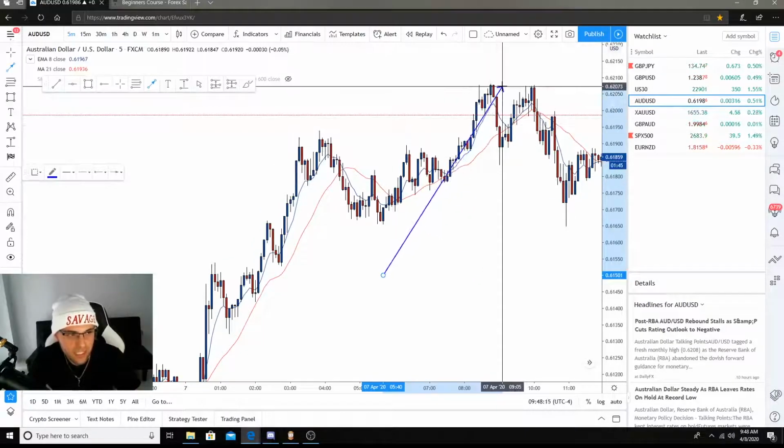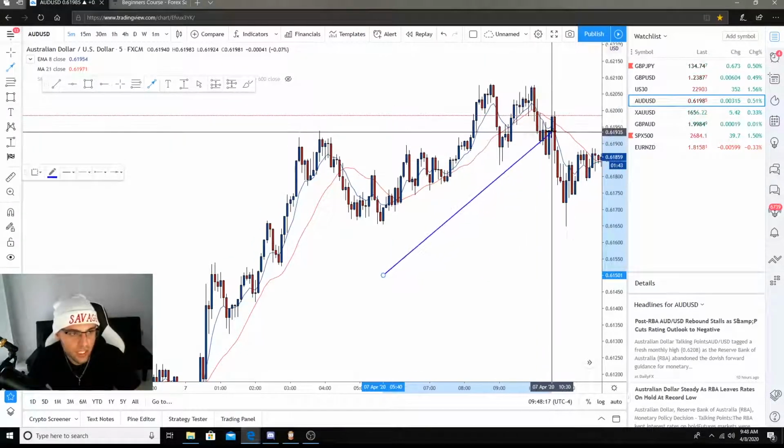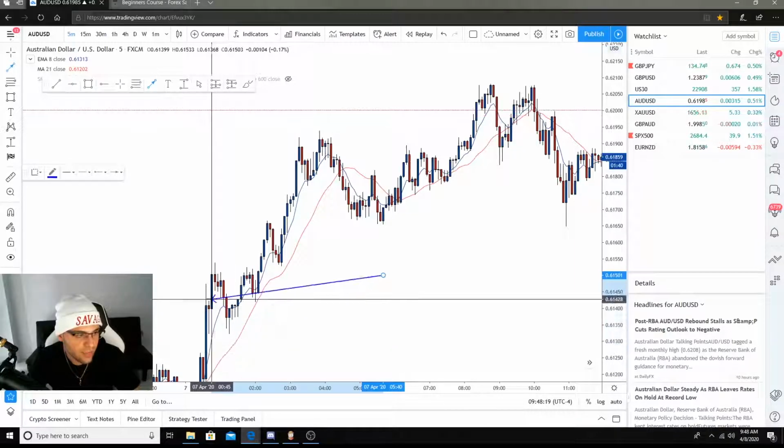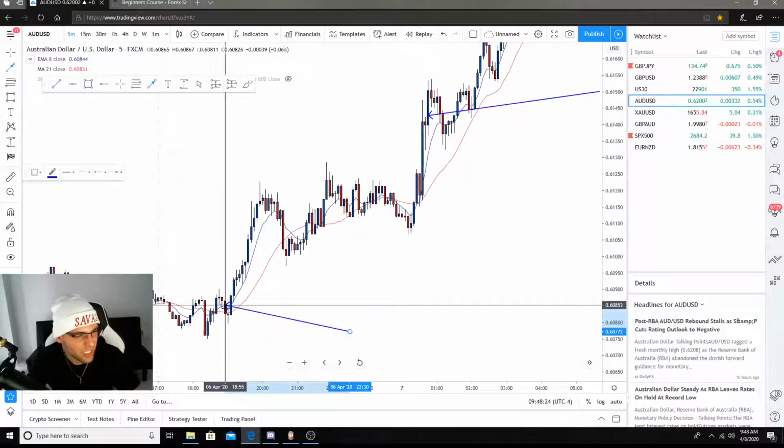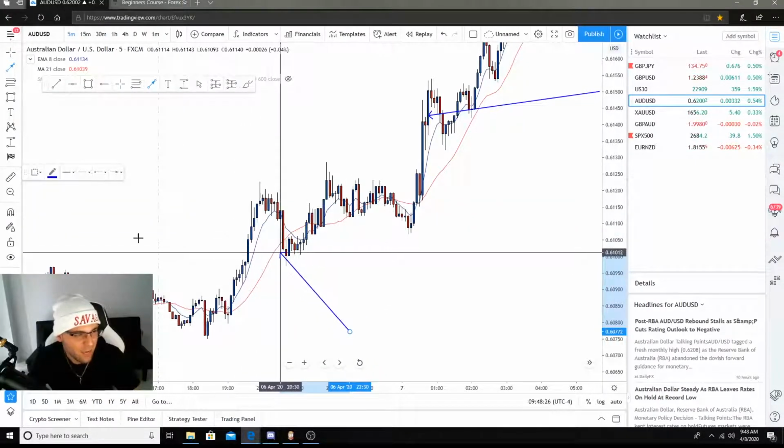I want to see pushes like this. I want to see pushes like that. Pushes like this. That's what I want to see. This was beautiful. This was so clean. I want to see pushes like this coming back down.